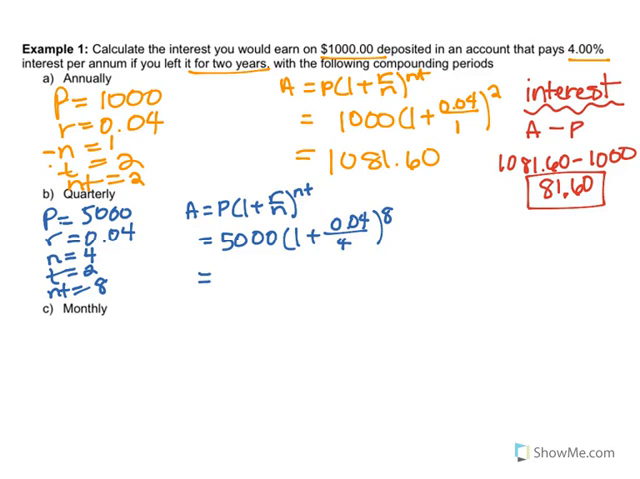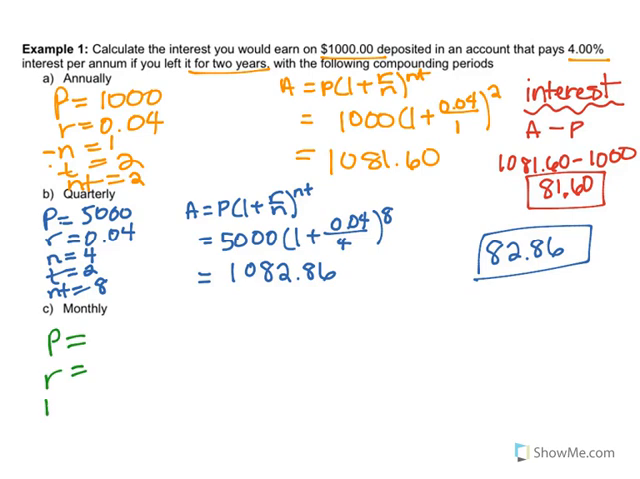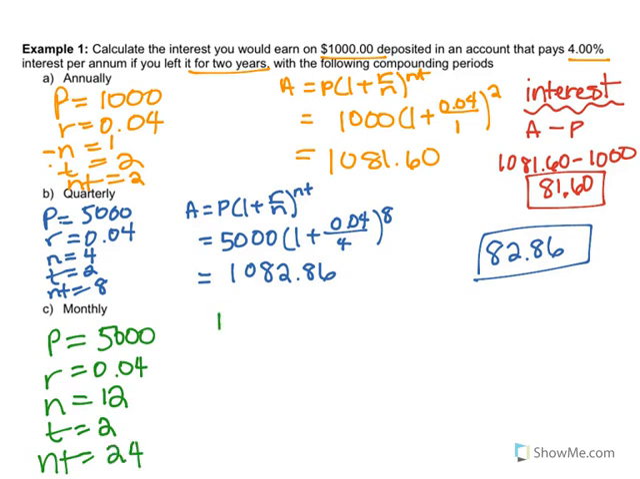And for this one, you should get $1,082.86. So our interest here is $82.86. So you should notice that it's getting bigger. And the last one is monthly. So it's still a $5,000 investment. My rate is still 4%. Monthly means my compounding periods is now going to be 12. Our term is still 2 years, and now N times T is 12 times 2, which is 24.